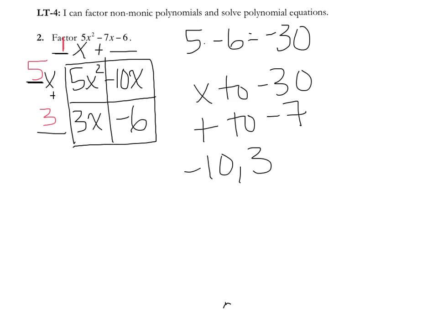So now let's look over here. Here I have a -10x that came from multiplying the 5x by whatever number is up here. So to get from 5x to -10x, we must have multiplied by a -2. And we can check, does 3 times -2 actually make a -6? It does. So our final answer is just going to be these two factors.